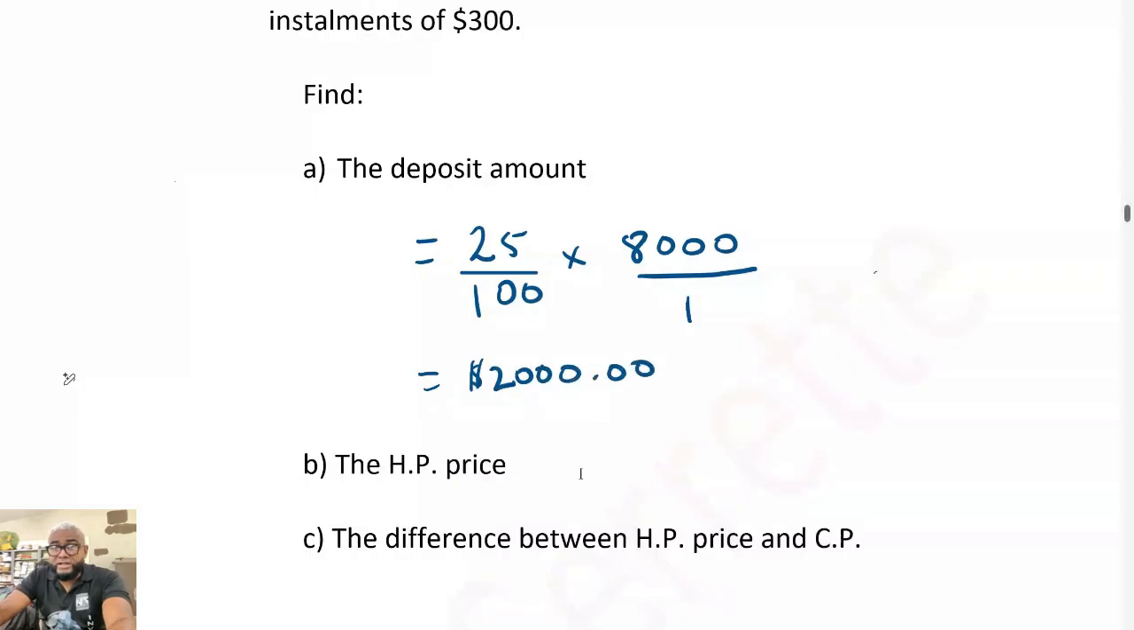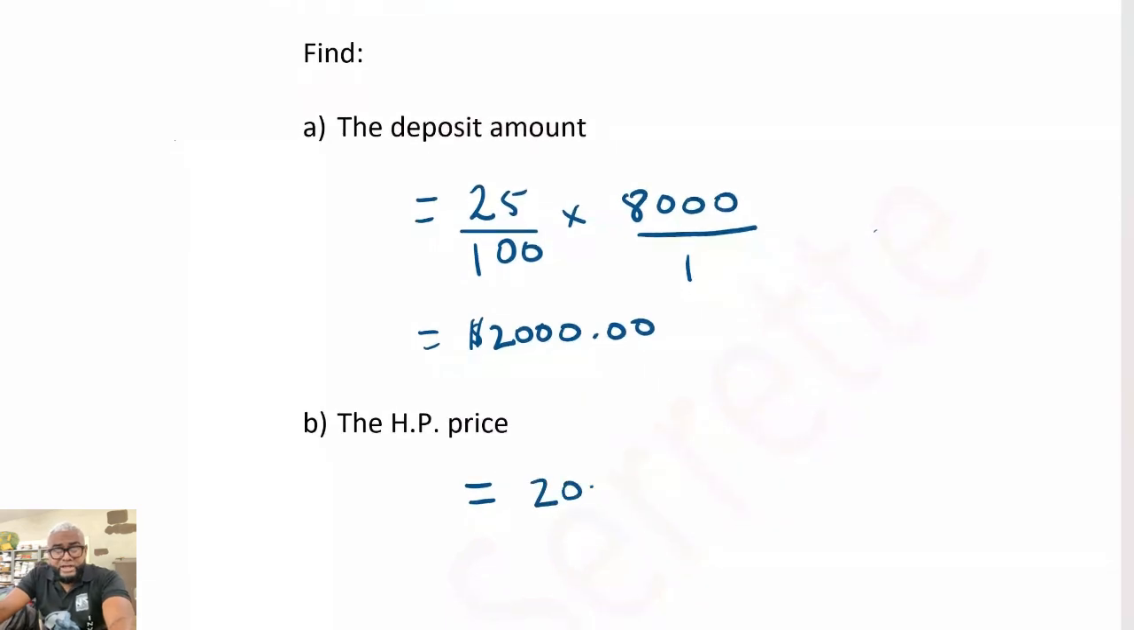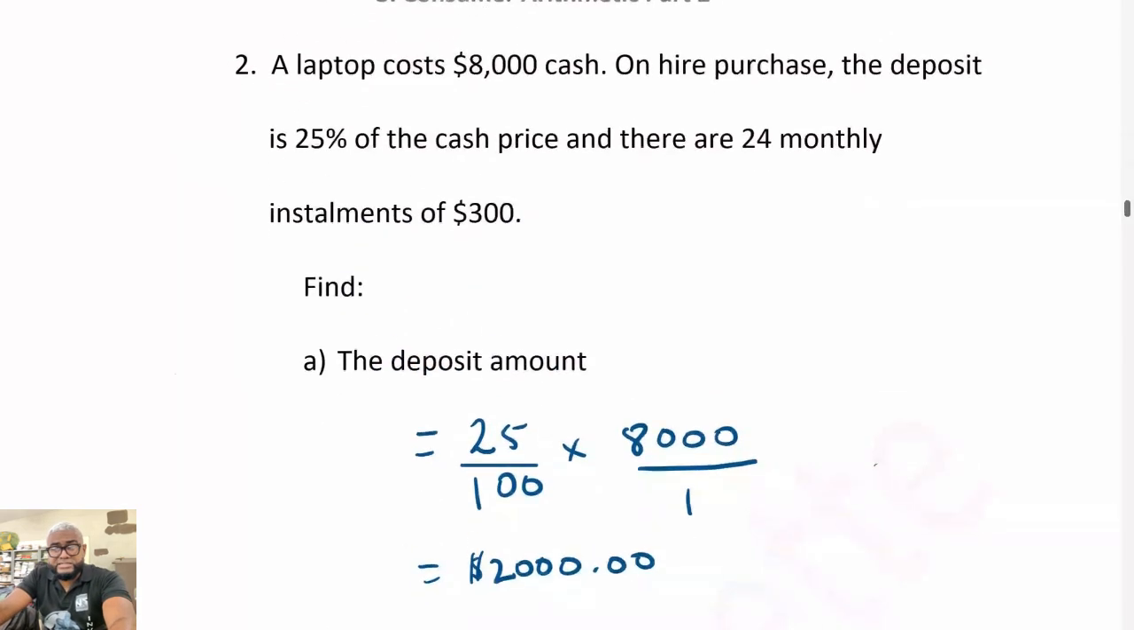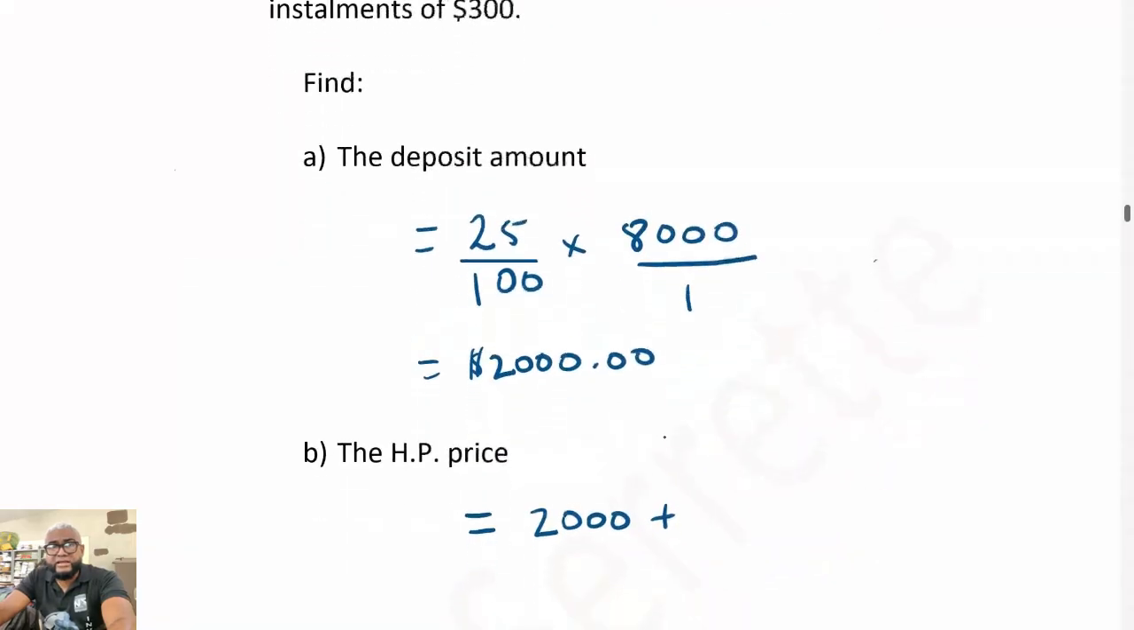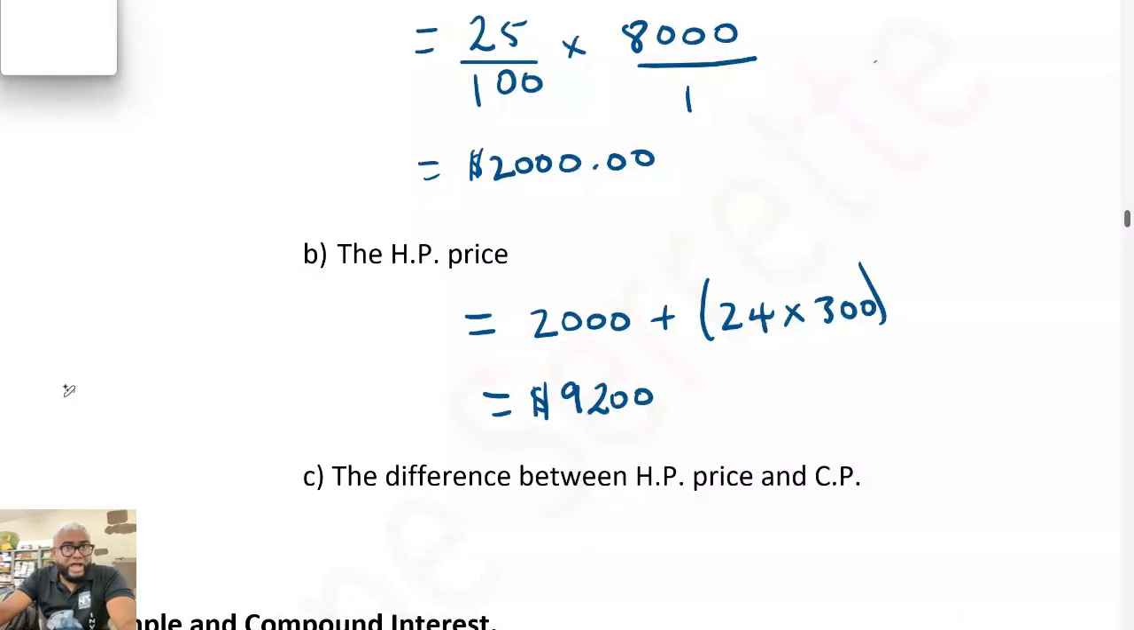Okay. Now they want our hire purchase price. Our hire purchase price would be equal to the deposit, which is 2,000, plus what are the installments looking like? 300 multiplied by 24. So when we add this, we will get our hire purchase price. How much is this working out to be here, my children? Somebody with a calculator. So this will be equal to 9,200 as our hire purchase price.